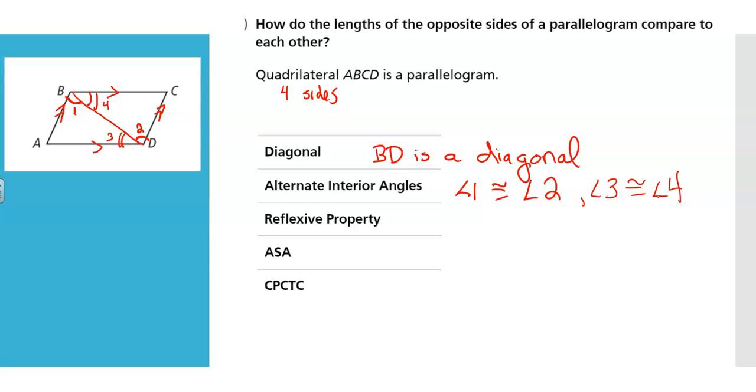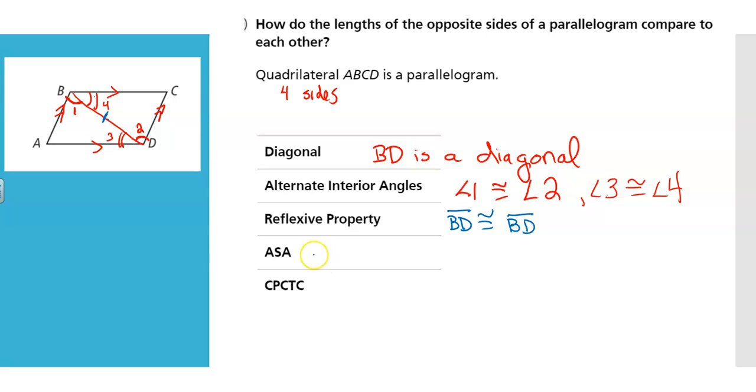Now a reflexive property, that's like looking in the mirror and seeing yourself. Let me use another color here if I can. This BD, that diagonal, is congruent to itself. So line segment BD is congruent to BD. That makes sense. Now, I'm looking, it says ASA. So let me look. Angle, side, angle.